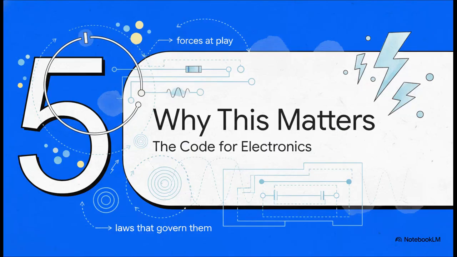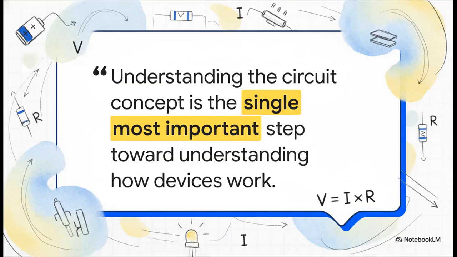So we've covered a ton of ground here, right? We went from the simple idea of a loop to the invisible forces at play, all the way to the laws that tie them all together. But why does any of this really matter? Why is this so important? It's because everything, and I mean everything, from a simple little flashlight to a massive supercomputer, operates on these exact principles. The rules of the circuit, this relationship between voltage, current, and resistance, this is the universal code that runs our entire technological world. When you learn this stuff, you're learning to understand the invisible language that powers modern life.